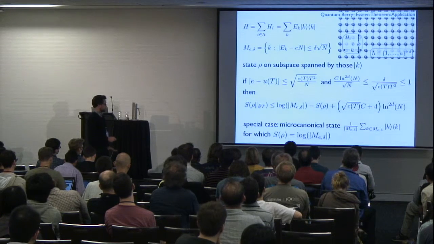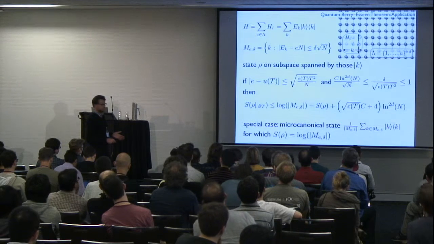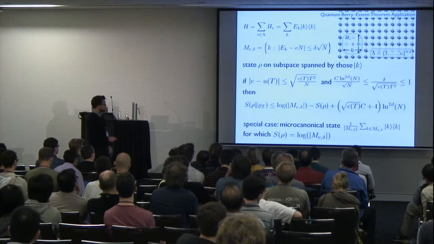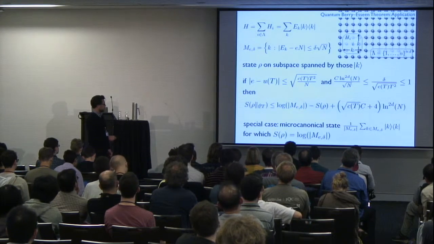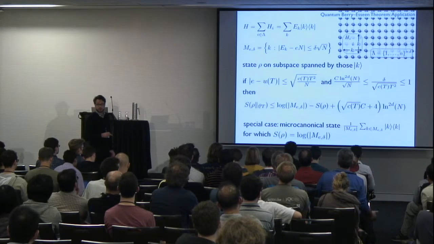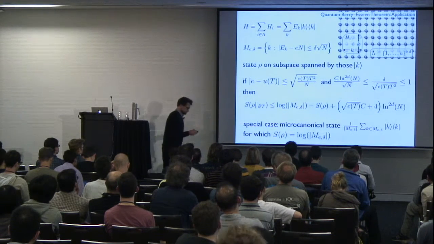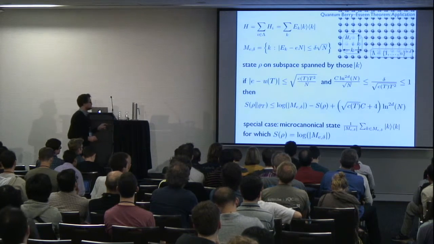Okay, let's just look at a special case. There would be the microcanonical state, the projector on this subspace. Then its entropy is actually the log of the cardinality of the set, so this term is zero. So then the distance between these two states is of order log n to the twice the dimension. So that's one ingredient that we're going to need for the equivalence of ensembles.